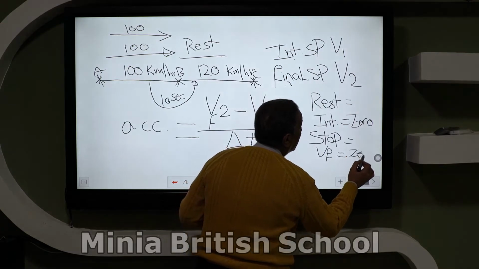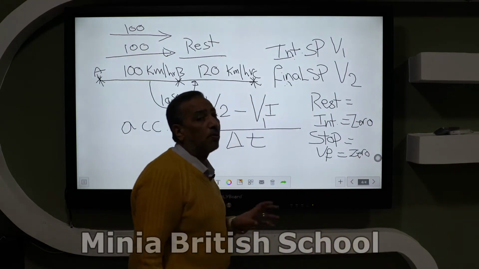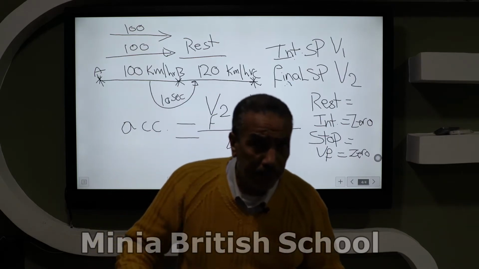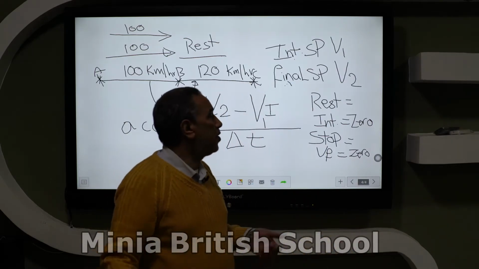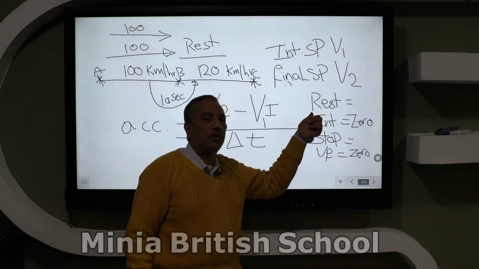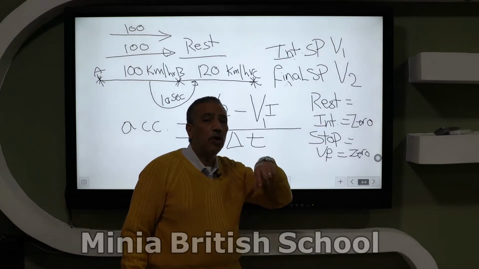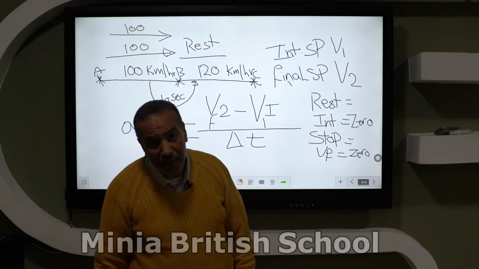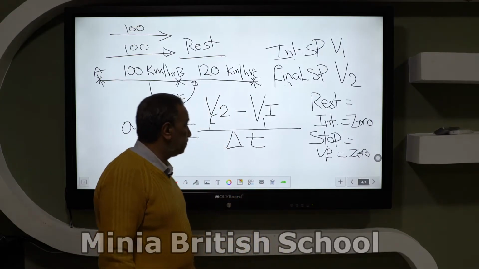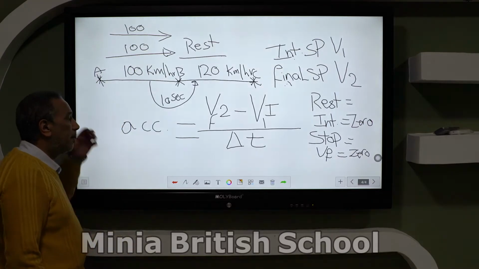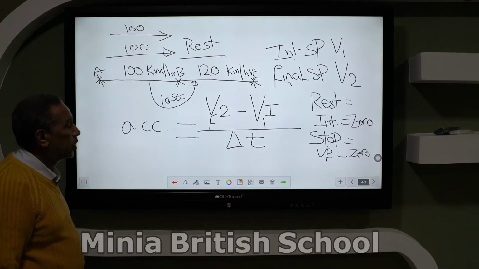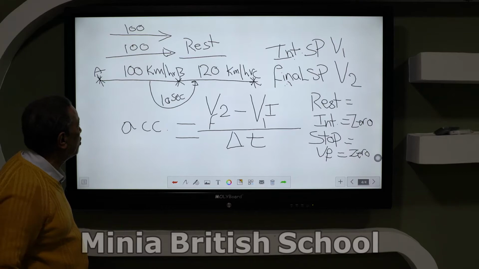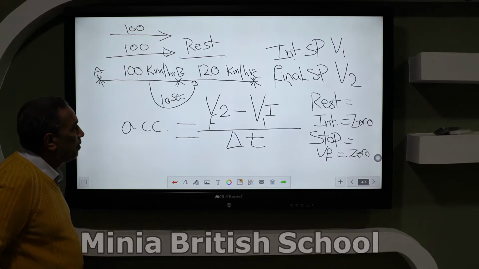And take care about these two points, because the problem will not give you the value of the initial speed if the body starts its motion from rest. And it will not give you the value of the final speed if the body uses the brake and then stops. This is the acceleration. We have a uniform acceleration and a non-uniform acceleration.